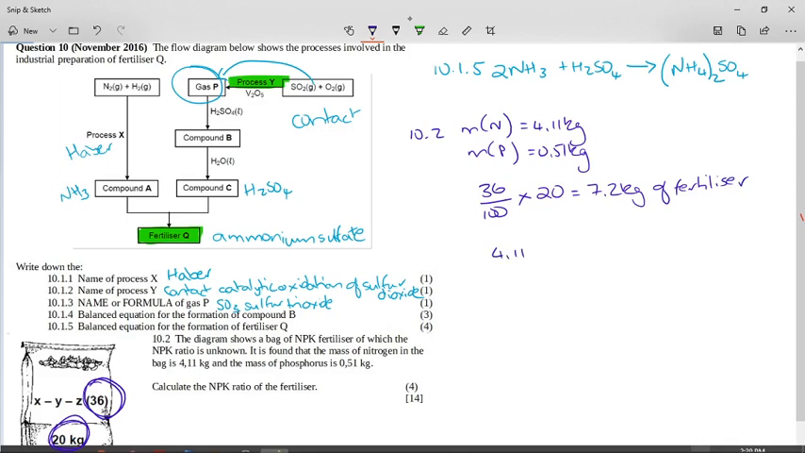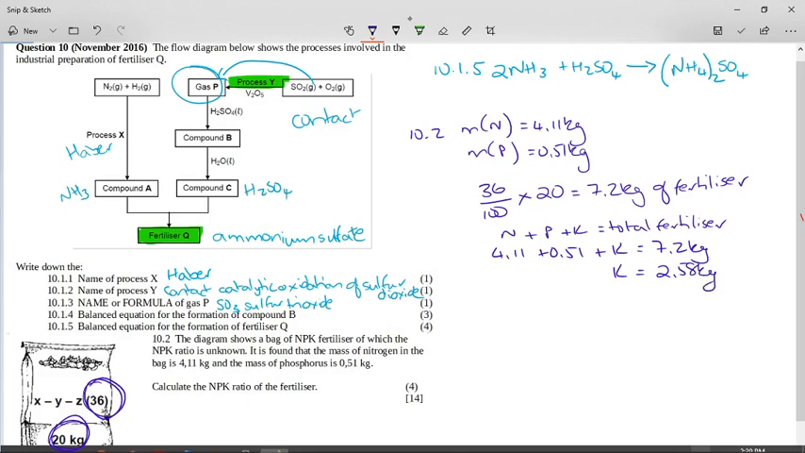So now this fertilizer has to be the N, the P, and the K. So 4,11, the N, plus the P, plus the K is equal to your total fertilizer. Okay. So then here is my N is 4,11, my P is 0,51, and my K is what I'm trying to find out, and this adds up to 7,2 kilograms. So what is my mass of K going to be? It's going to be 7,2 minus these 2, which is 2,58. Please check on your calculator.